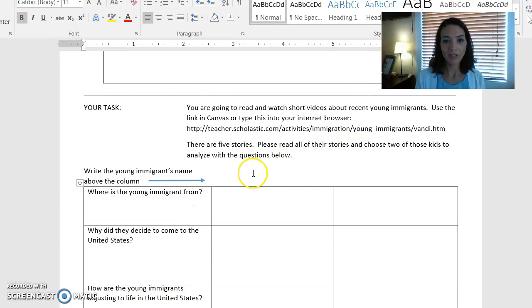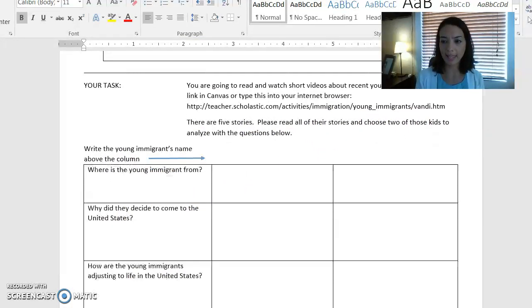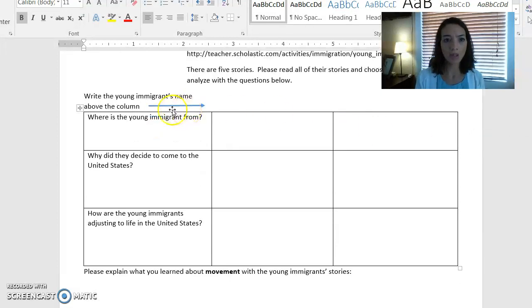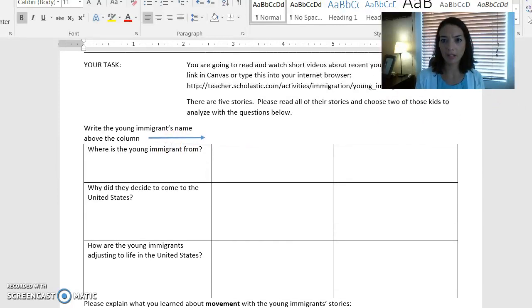Okay? So you're going to read about all of their stories, and then let me go back to these directions. Read all of their stories and choose 2. So I want you to look at all 5. Maybe find the 2 most interesting to you, 2 of those kids, to analyze with the questions below. So at the top of the column, you would write their names right here, and then answer these questions.